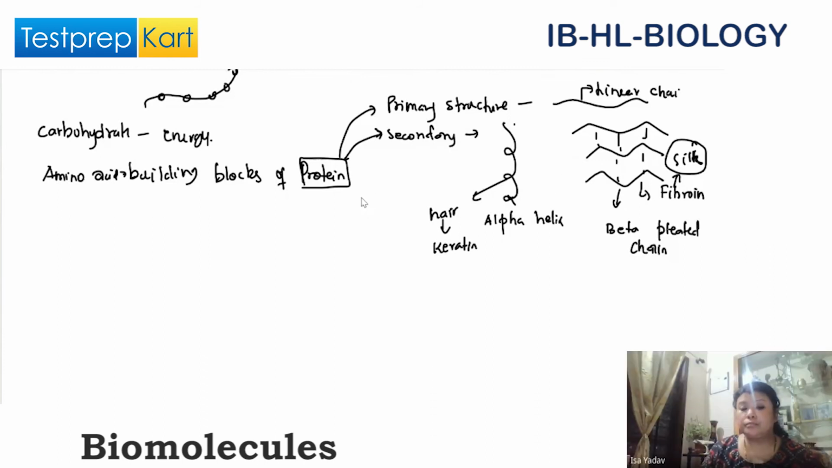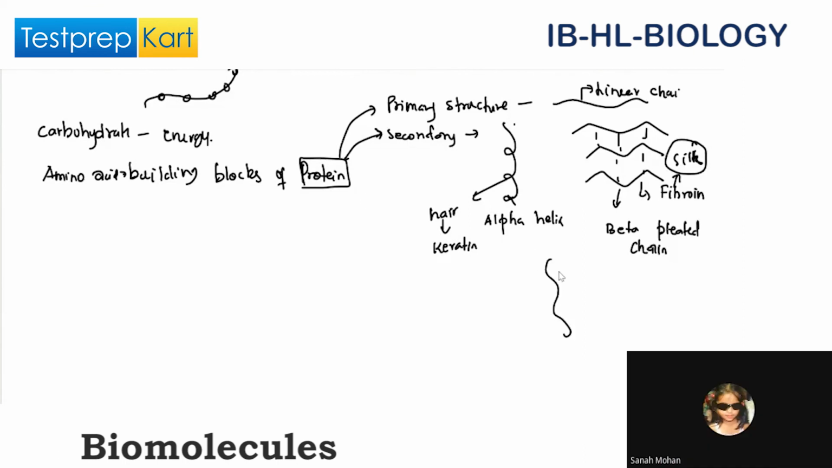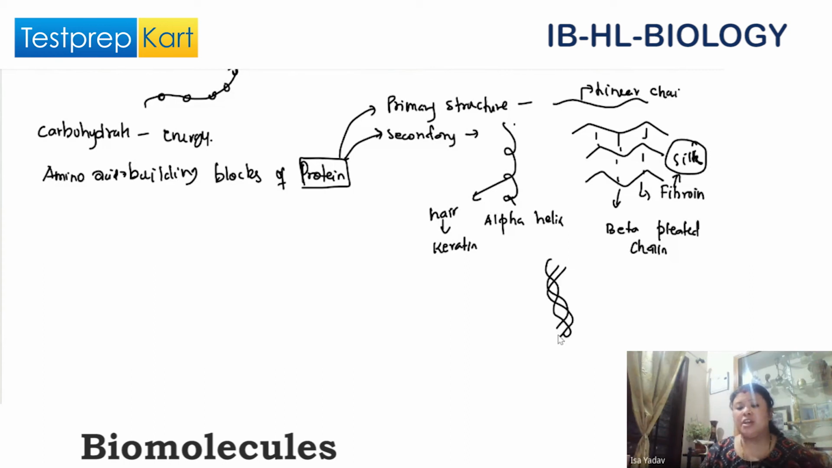Then another one will be the collagen helix, a triple helix. This is called the collagen helix. This is found in the collagen fibers, which are present in our body. It helps to form the new layers of skin, the collagen fibers.